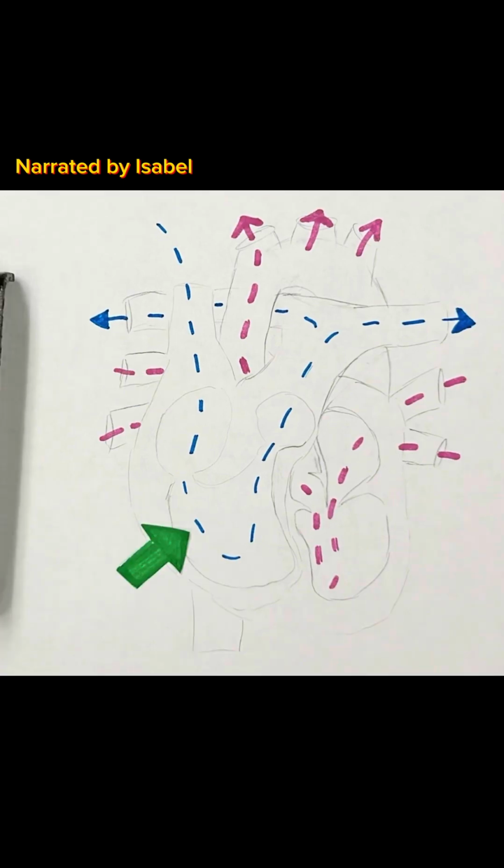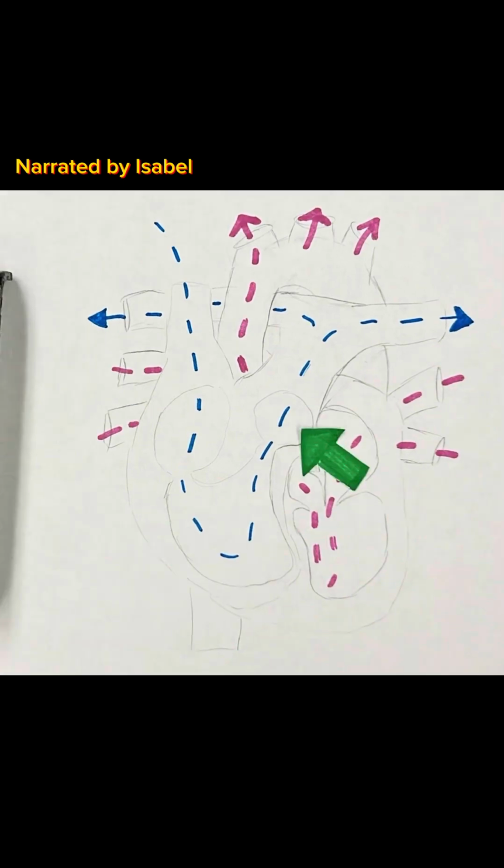Are the superior vena cava, the right atrium, the tricuspid valve, the left atrium, and the pulmonary artery.